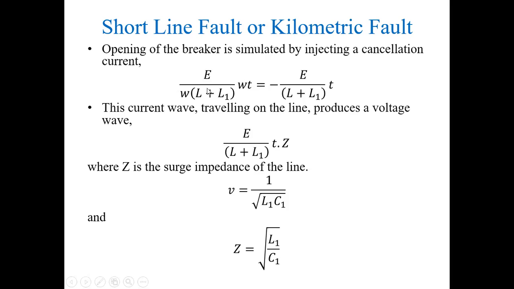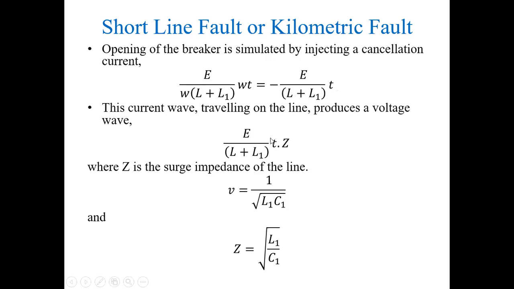Here ω and ω get cancelled, so we can write the expression as E / (L + L1) × t. This is the magnitude of the cancellation current, the magnitude of the input current. So the same amount of current we have to inject in the opposite direction. The magnitude of the injecting current is minus E / (L + L1) × t. And this current wave traveling on the line produces a voltage wave.